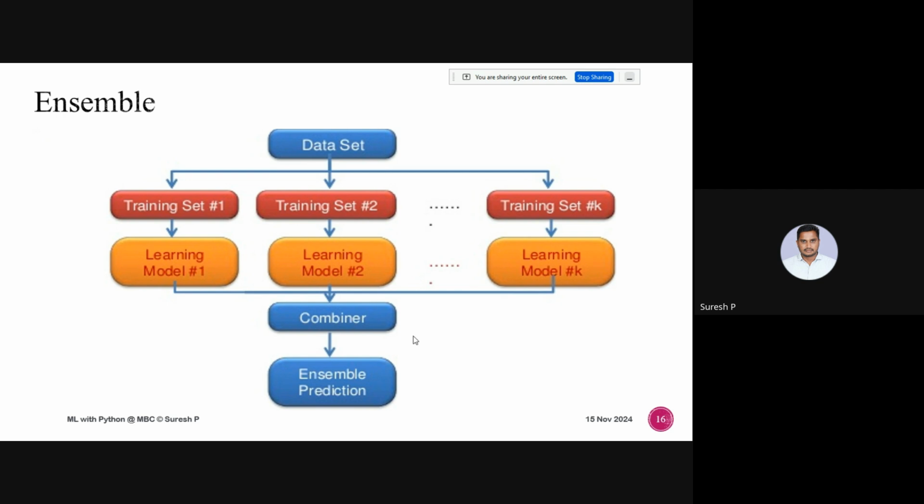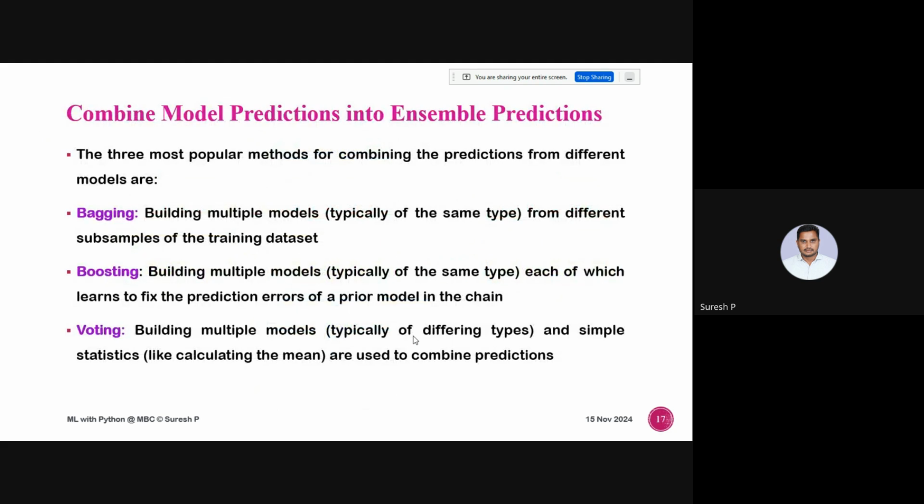Then finally, an ensemble prediction model will be created. So this is the concept of ensemble machine learning. Here, for combining the model predictions into ensemble predictions, we are having three techniques. We are following three methods for combining the predictions from different models. One is bagging, another one is boosting, another one is voting.